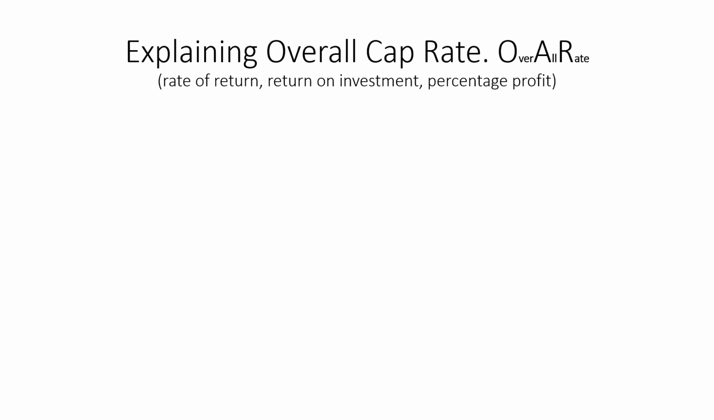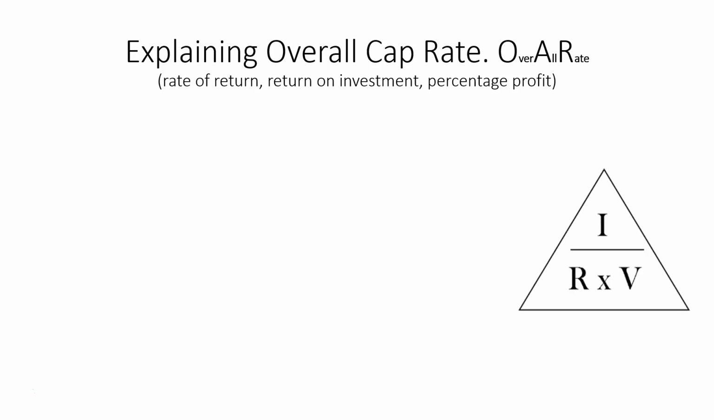So then what we have to understand is what is our overall capitalization rate, or rate of return, return on investment. Remember that building previously made us 34,000 net operating income. And we have a little triangle that we can use to work out this percentage. The I represents income, the R represents the percentage rate of return or capitalization rate, and the V equals the value of the property.